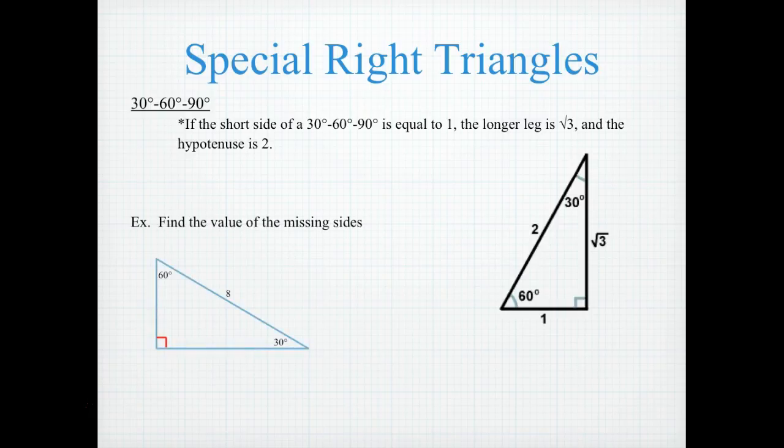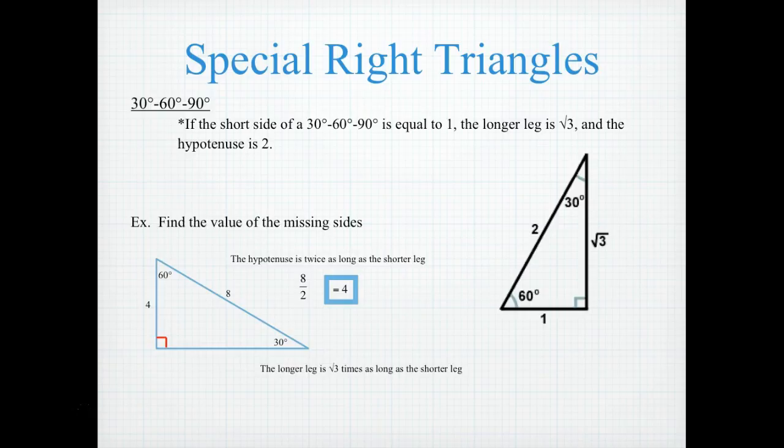So in our example, we have a 30-60-90 triangle with a hypotenuse of 8. The hypotenuse is always twice as long as the short leg. So in order to find the short leg, I take the hypotenuse and divide it by 2, giving us a length of 4. So if the hypotenuse of a 30-60-90 triangle is 8, its short leg would have to be equal to 4.